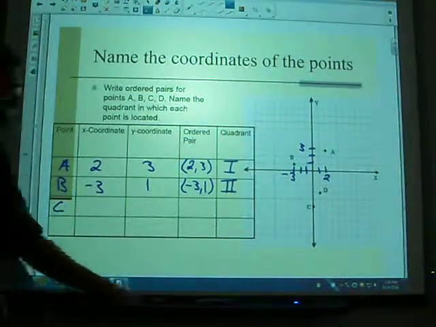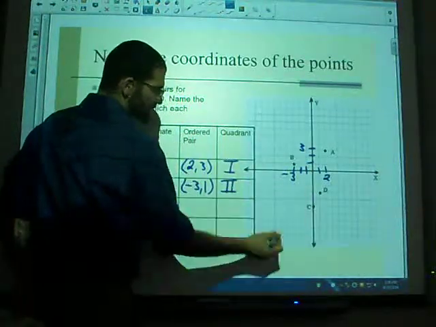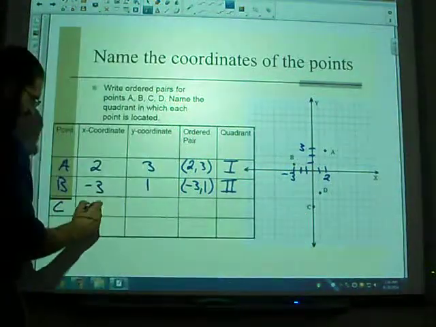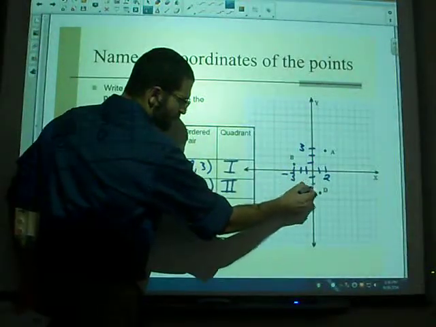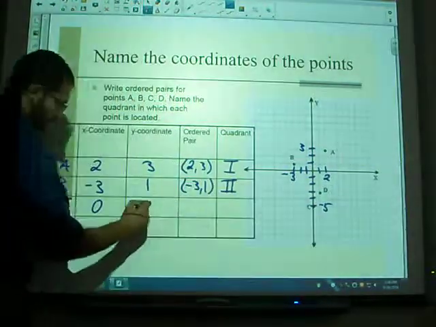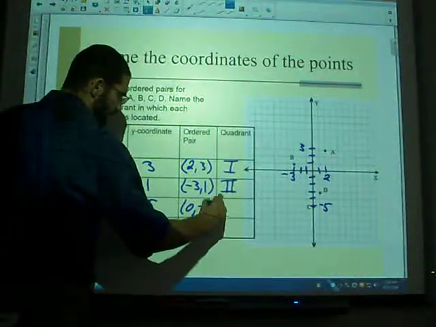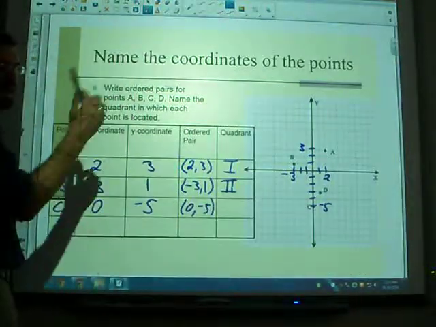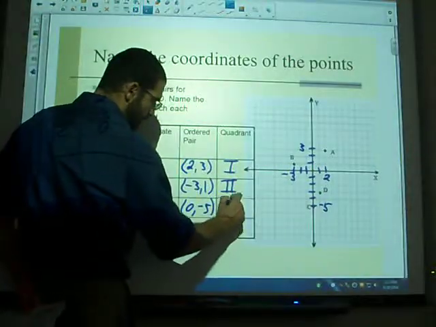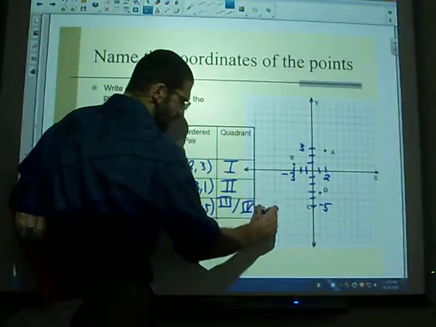Point C is right here. This point is on the y-axis. This is called the y-axis. So we don't go to the left or to the right on the x. So the x-coordinate is actually 0. But the y-coordinate is 1, 2, 3, 4, 5, and since we're going down, this is negative 5 on the y coordinate, and the point is (0, negative 5). Now since the point is on the y axis, it is not in any quadrant; we can also just say that it's on the y axis.